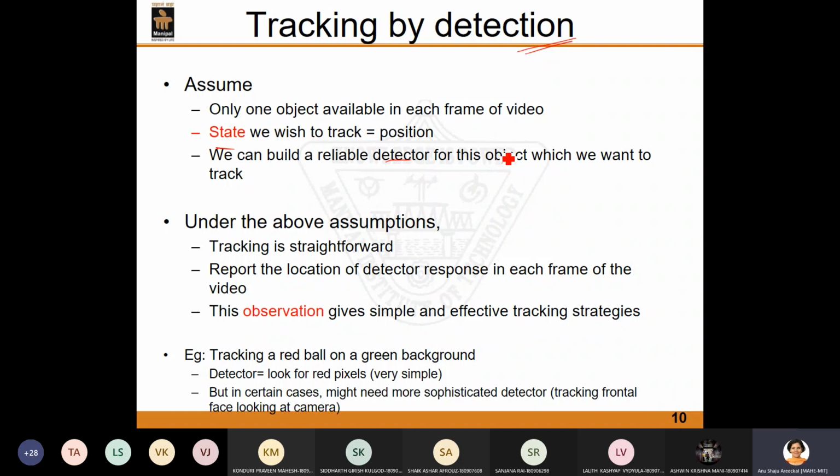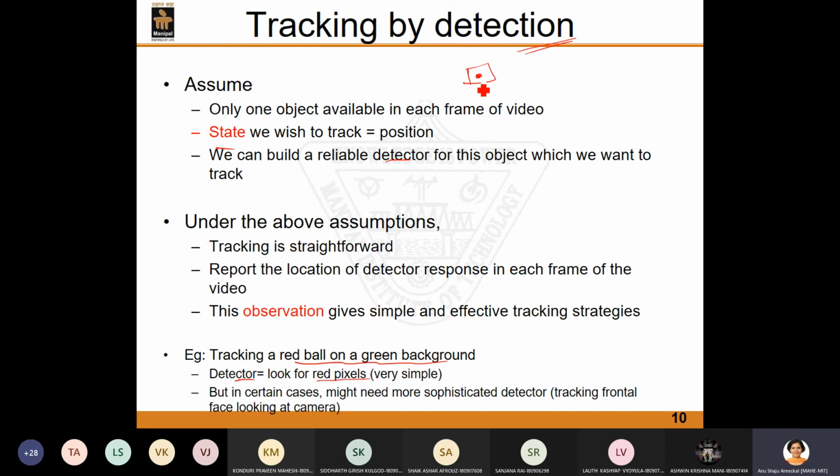Okay, so let's say for example you have a particular sequence over here. Let's say you have a red ball on a green background. If this is the image, the detector that would be looking at it can be any kind of detector. Just as an example, the detector that we may be using may be something that looks for red pixels. It might be as simple as that.